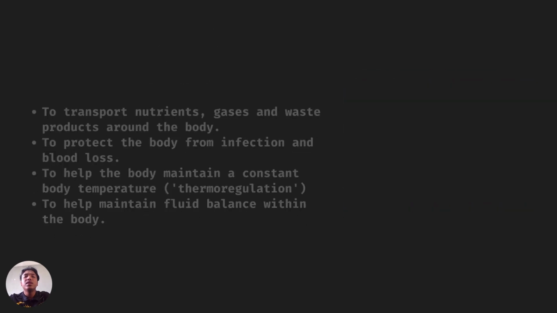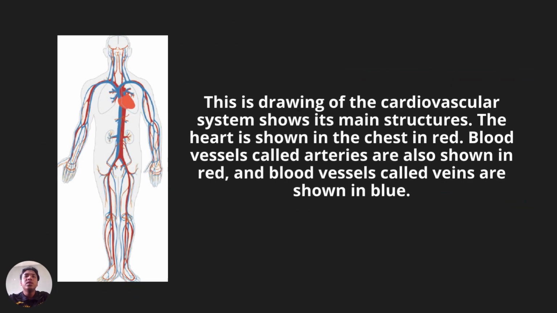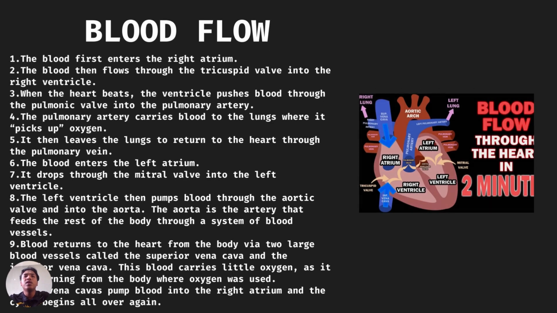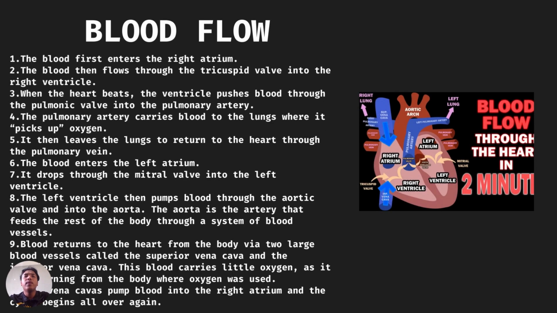This is the diagram showing a drawing of the cardiovascular system's main structures. The heart is shown in the chest in the color red. Blood vessels called arteries are also shown in red, and the blood vessels called veins are shown in blue. The next is blood flow. I'm gonna explain to you guys the flow of the blood.